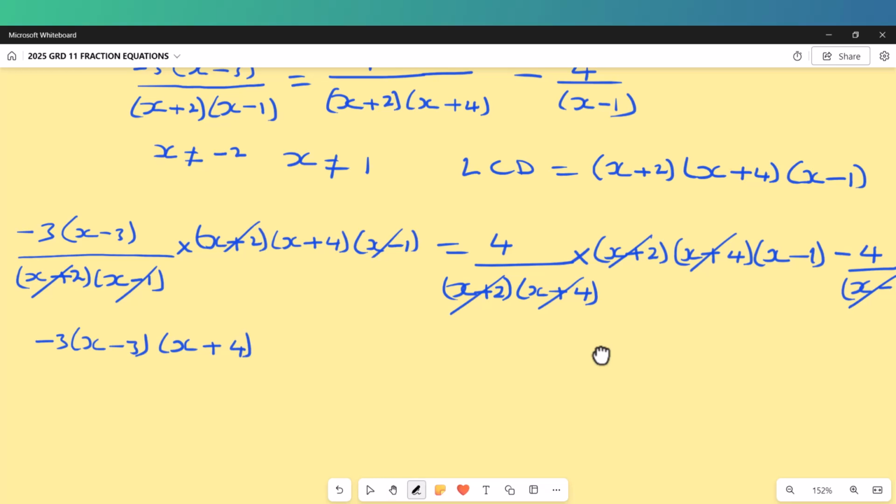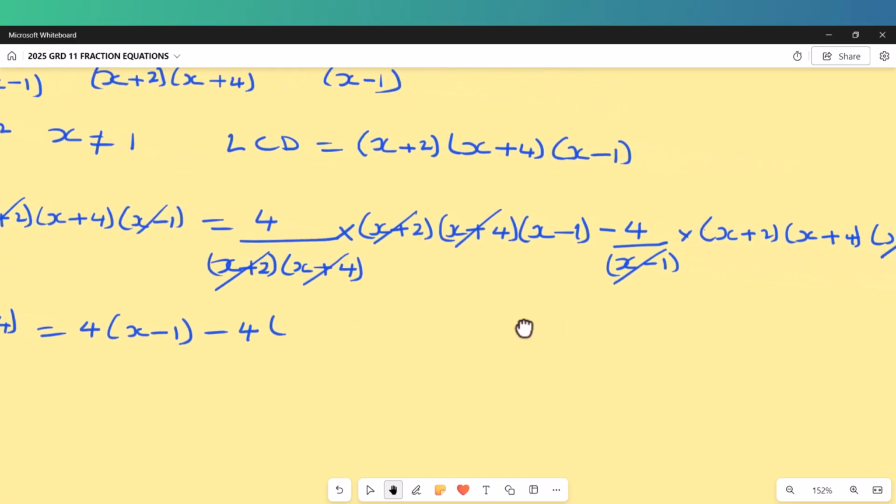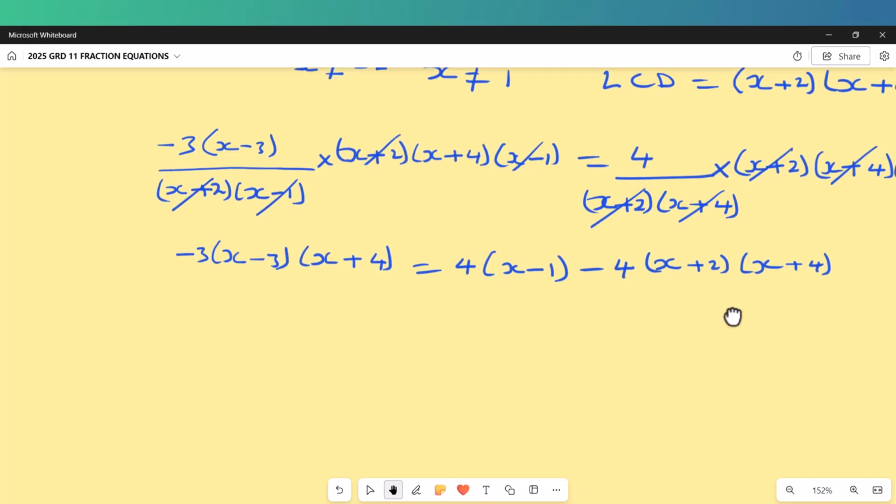So here equals to 4. Here we're left with only x minus 1 into x minus 1, and then minus 4 into what? Let's check it out here. Minus 4 into x plus 2, x plus 4, and then x plus 4. Okay, so let us simplify what we have here.